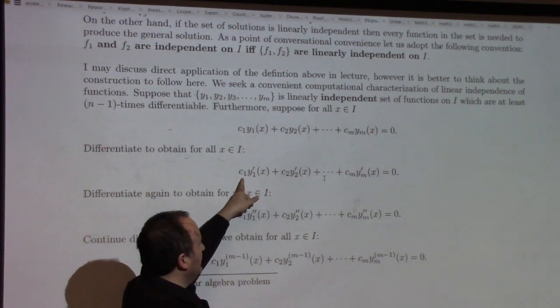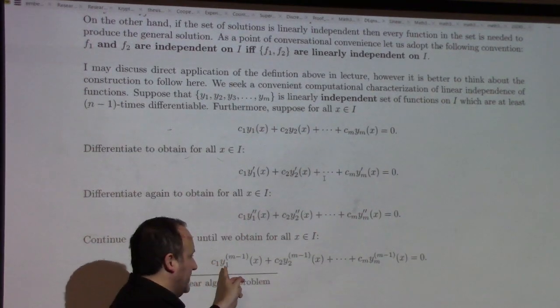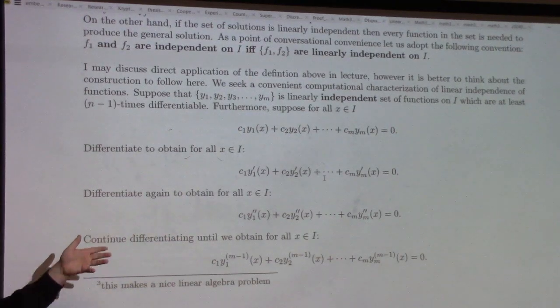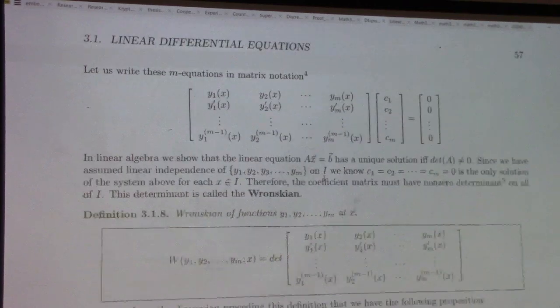Then if that's true, it's true for their derivatives. And it's true for their second derivatives. And it's true for their m-1th derivatives, right? So that means that I can keep differentiating the equation. And if they're linearly independent, the only solution to all of these equations has to be just c1 equals c2 equals dot dot dot equals cm equals 0, which we can rewrite as a matrix problem.